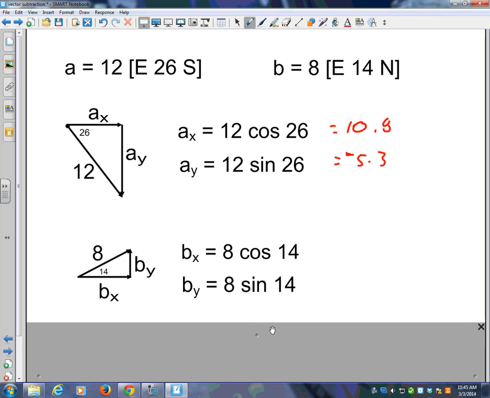So it's east 14 north, so east, north, it's 8. So it's going to be 8 cos 14 and 8 sine 14. But I don't have a calculator, so I'm going to ask Brett to do it because today's his last day.